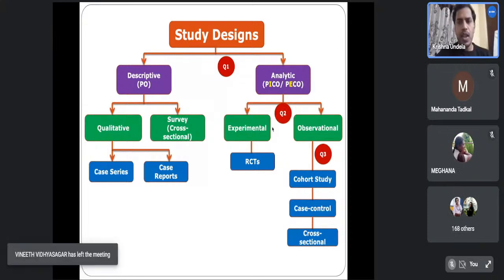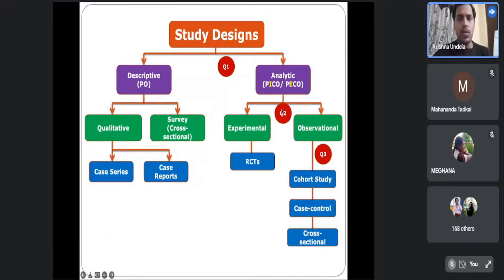Okay. So now can anyone tell me what's question number 2 here? Question number 2 is dividing all the analytical studies into 2 different types: experimental and observational. So what may be question number 2? Anyone?